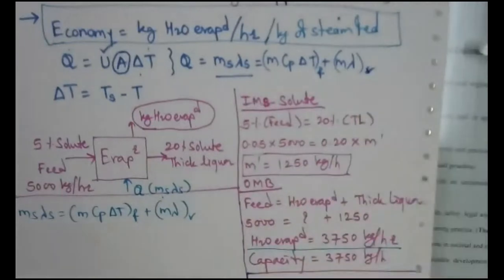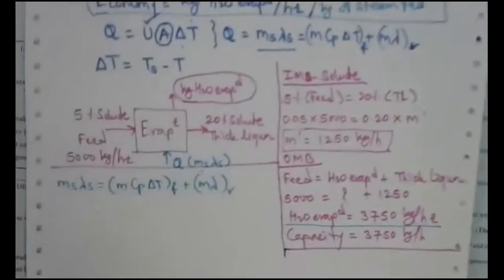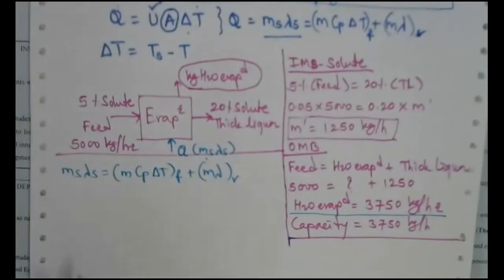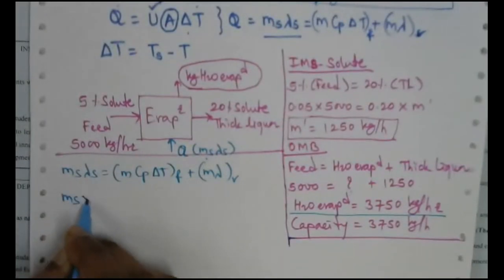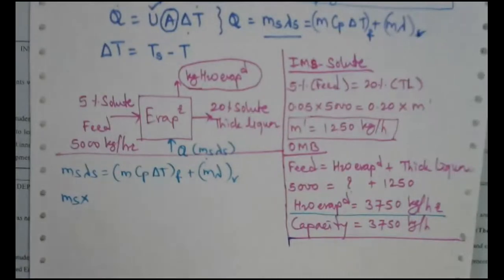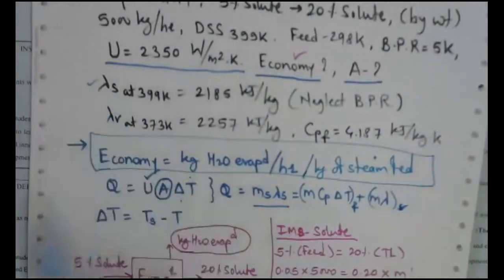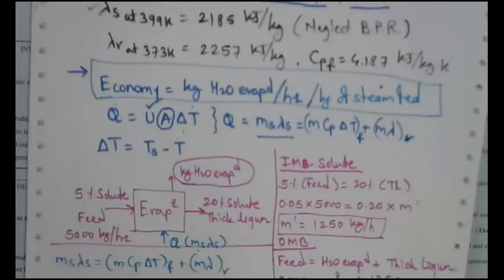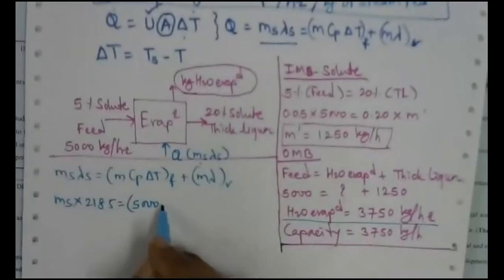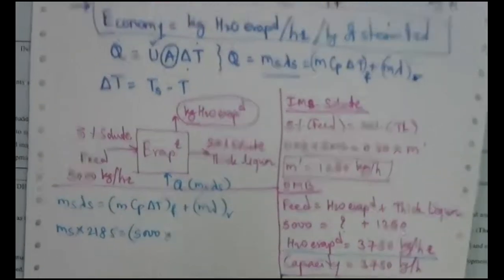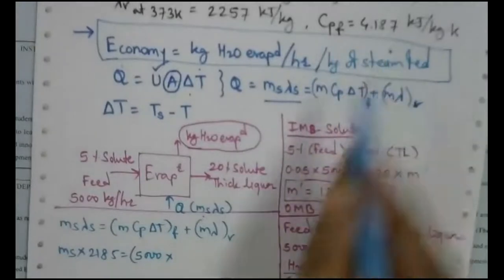right? So we will check whether all the parameters in the numerical is given or not. Ms, that is unknown, lambda s. Now in this numerical, latent heat of steam is given. Here lambda s is given. So the value of this lambda s is 2185. Then the mass flow rate of feed, so it is already given, that is 5000. Then Cp, that is specific heat, here it is given 4.187.